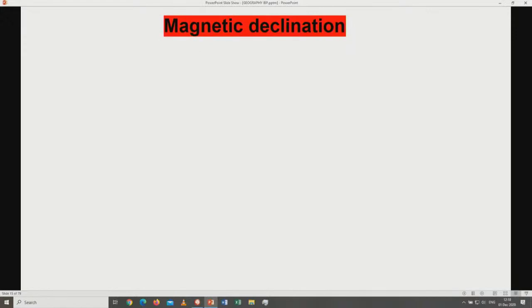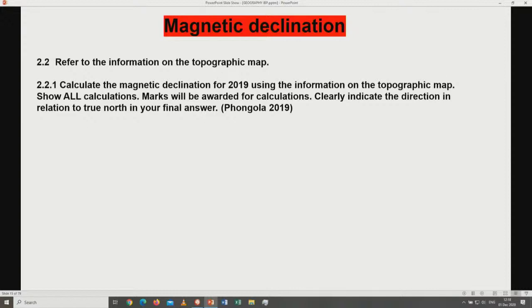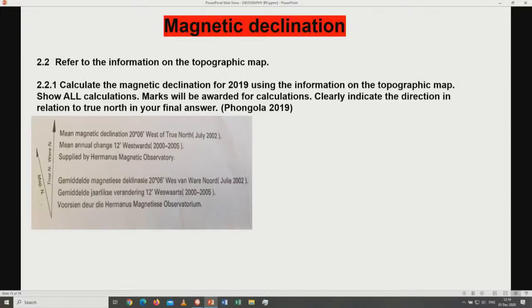Okay, the following question that I'm going to look at is the calculation for magnetic declination. It says refer to the information on a topographical map. That information on the topographical map, grade 12, is very important that you always know where to find. So I have already displayed it on my presentation here. There is the information that they are talking about. It says the mean magnetic declination 20 degrees 6 minutes west of true north. Mean annual change 12 minutes west.